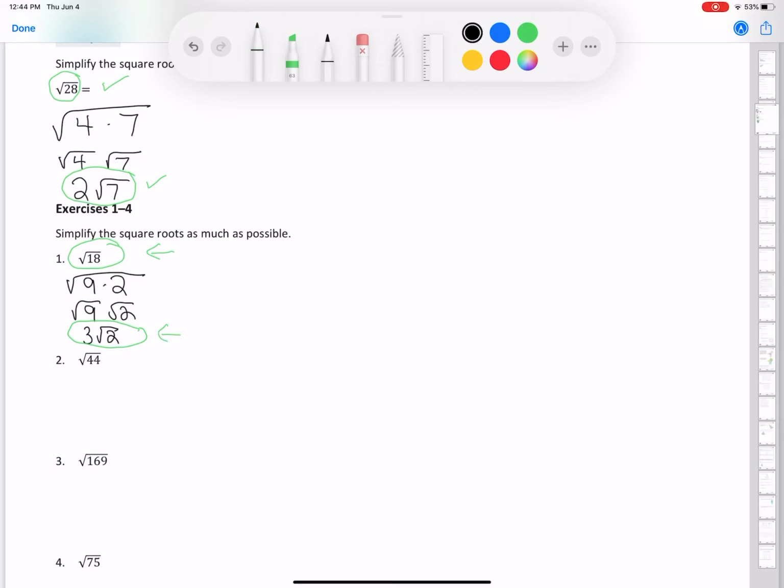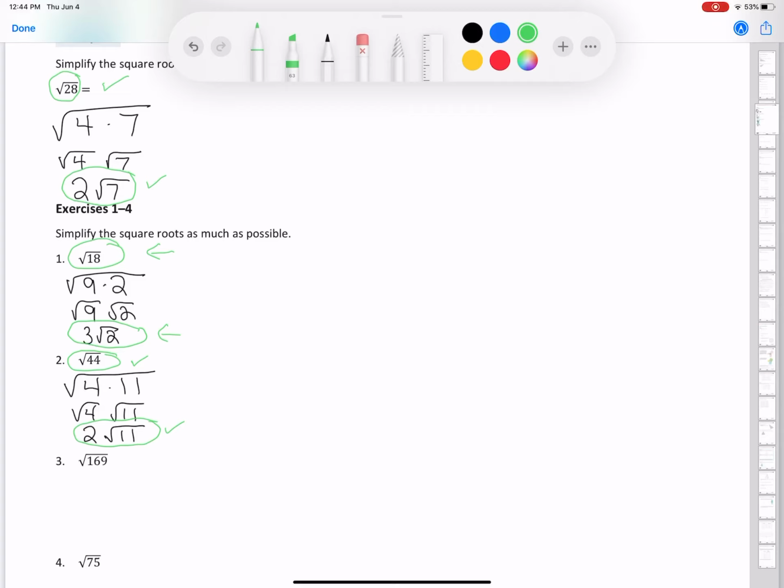Moving on to the square root of 44. 4 is the largest perfect square that divides evenly into 44. That's 11 times. 4 is a perfect square. That's going to come out of the square root to be 2. The square root of 4 is 2. 11 is not a perfect square. That stays in. As a check, you're going to put in the square root of 44 and then 2 square root 11, and those decimals should match.